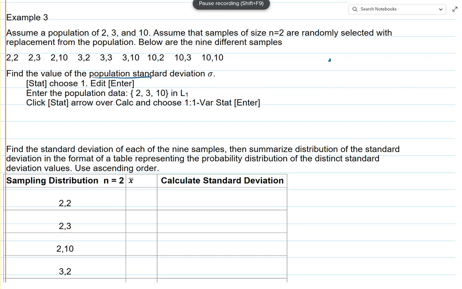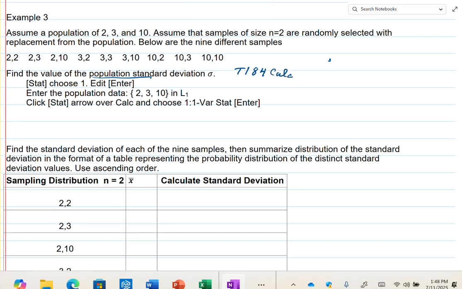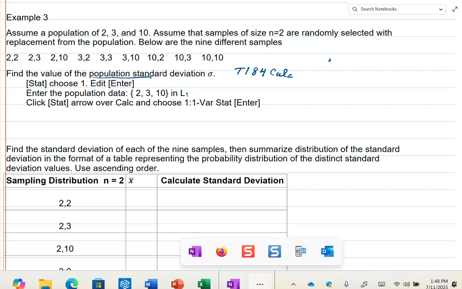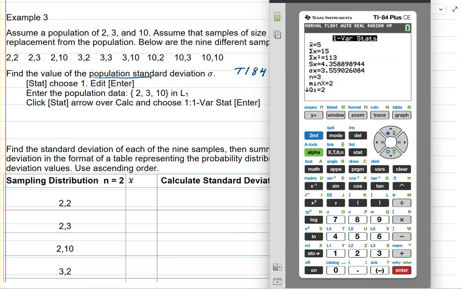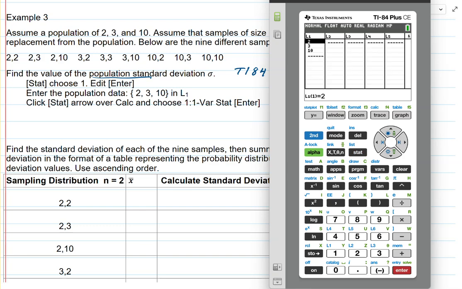Okay, now it wants the value of the population standard deviation, and we're going to use our TI-84 calculator. And you can always pause the video and make notes about how to do it. I'll talk through it so we do not lose time. So here we go. I'm going to go to Stat, Edit, and you can see I entered on line 1, 2, 3, and 10. So I have all of them there.